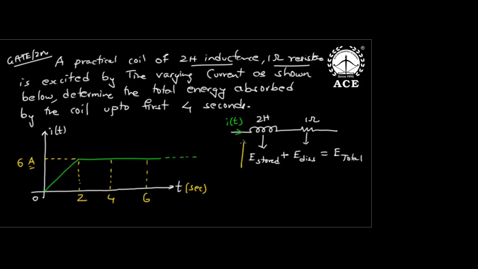Here the total energy absorbed by the coil means a part of energy stored and a part of energy dissipated. Both we have to consider. Now listen carefully. First let us talk about energy dissipated. Who will dissipate energy? Resistor. That is integral of power dt.